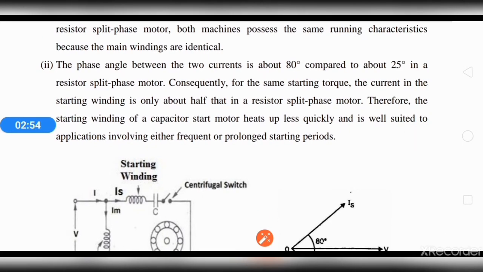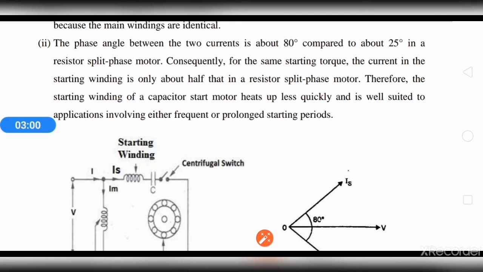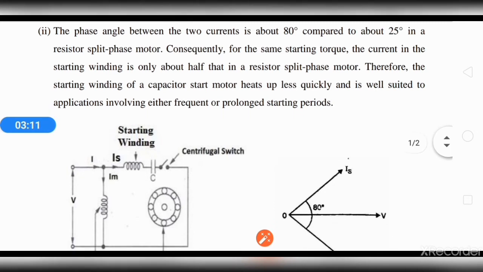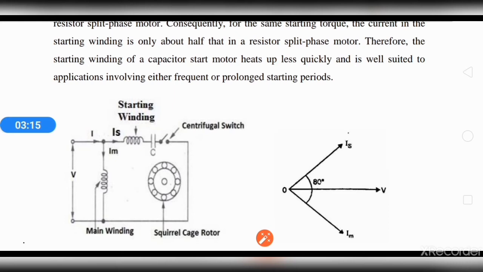Consequently, for the same starting torque, the current in the starting winding is only about half of that in the resistor split phase motor. Therefore, the starting winding of a capacitor start motor heats up less quickly, and it is well suited to applications involving frequent starting periods. It is used where frequent starting is required.